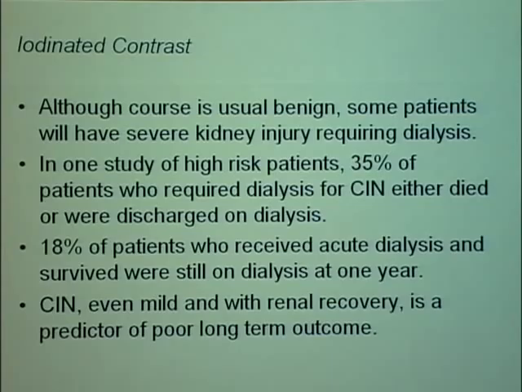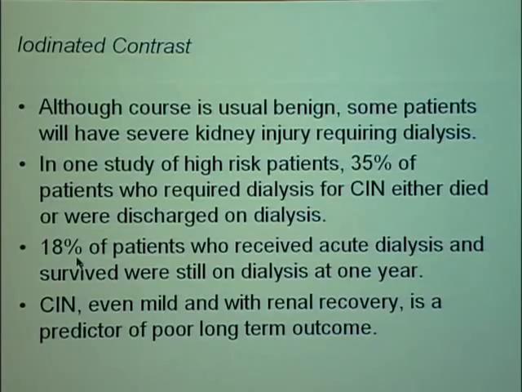So in one study of high-risk patients, 35% of people who had severe renal failure requiring dialysis, 35% of them either died or remained on dialysis. So there's a fraction of patients in whom the disease is very severe and has very important consequences. And then a lower fraction, but 18% of patients who had a severe enough renal failure that required acute dialysis were still on dialysis a year later. So once again, to point out that although this is rare, the consequences can be very significant.